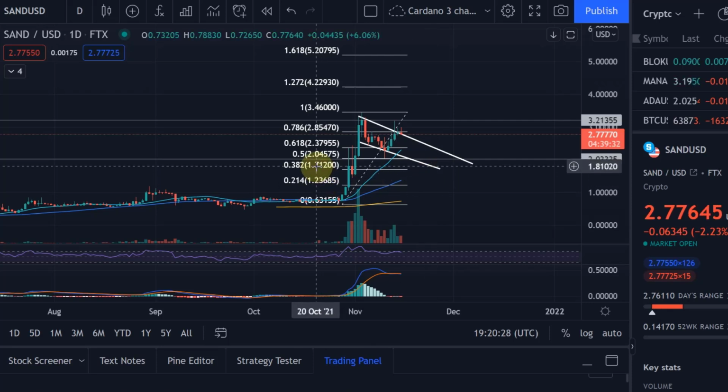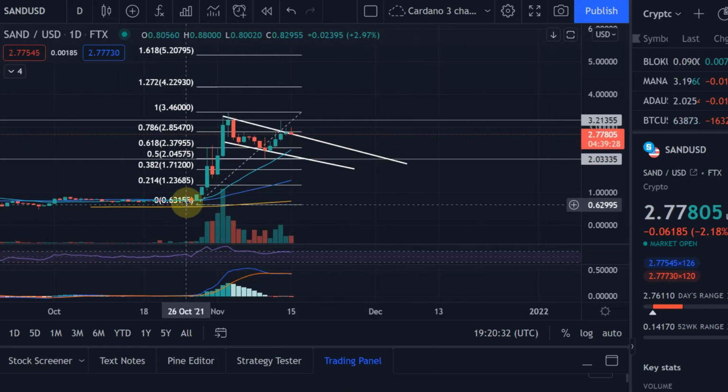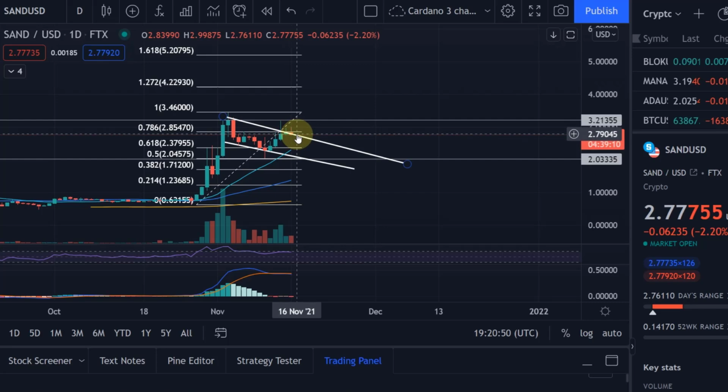Really interesting. What I said in my video yesterday was that, in my view, we were doing something like a bull flag here. You had a big pump here, obviously, when Facebook announced the rebranding to Meta, and since then, similar to Mana, we've been in a bull flag. I think this is still a bull flag. We've tried to break out here today, and we're going to take a quick look at that in a minute.